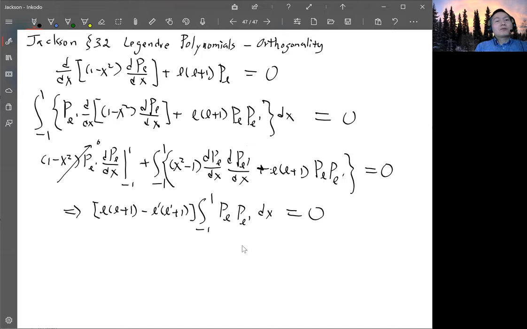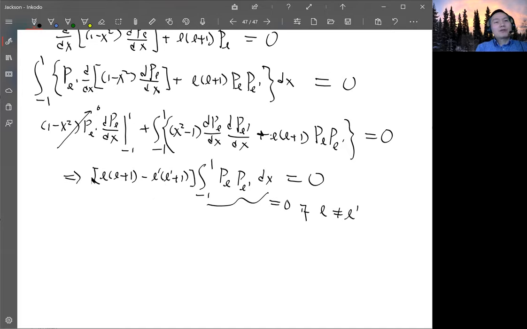So if l is not equal to l prime, the coefficient in front is non-zero, which means that the integration must be 0. So this integration is 0 if l is not equal to l prime, because the only way that the coefficient in front is zero is l equals l prime. That's the only solution for positive or zero l or l prime.